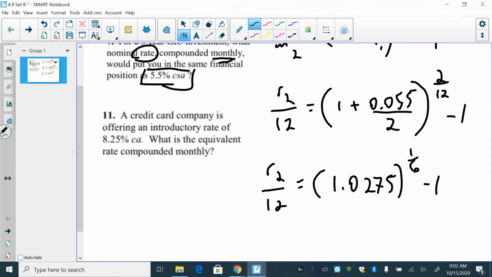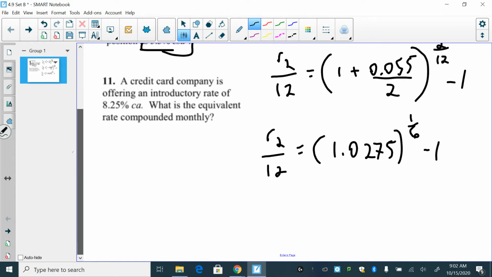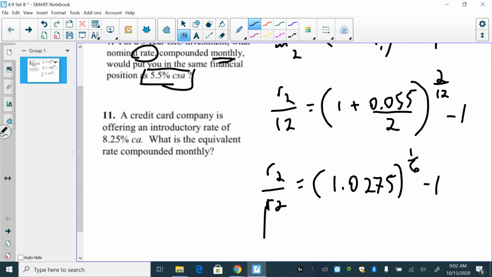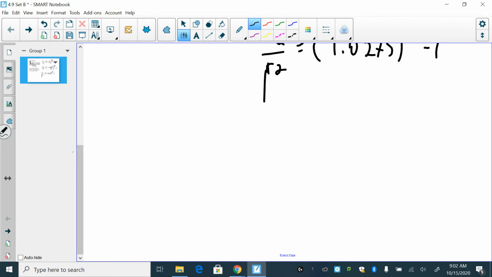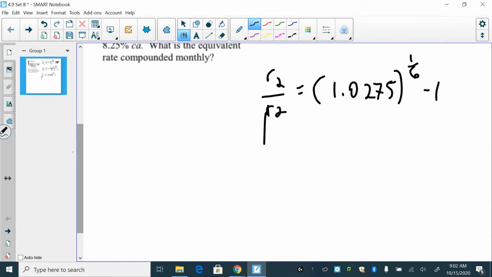You don't have to do that. It's up to you. Okay. So I'm not going to do the 2 divided by 12. If you want, you or 1 divided by 6, you can. I'm going to leave the left side alone. I'm going to actually on my calculator go 1.0275 exponent bracket 1 divided by 6. Close the bracket equals. And then I'm going to go subtract 1. Okay, so it's up to you if you want to do that.